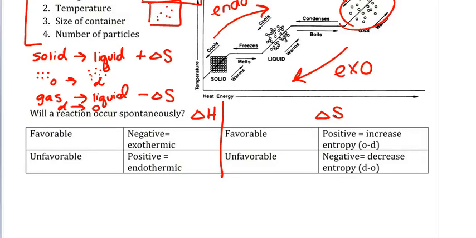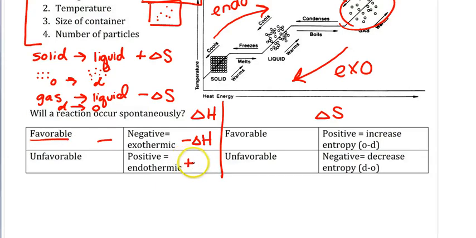So if delta H is negative, right? So you have a negative delta H. What does it mean? It means that it is exothermic. So overall, the net amount of energy is given off in the reaction. That is a favorable condition, meaning it's very likely to happen, and it requires little to no energy in.